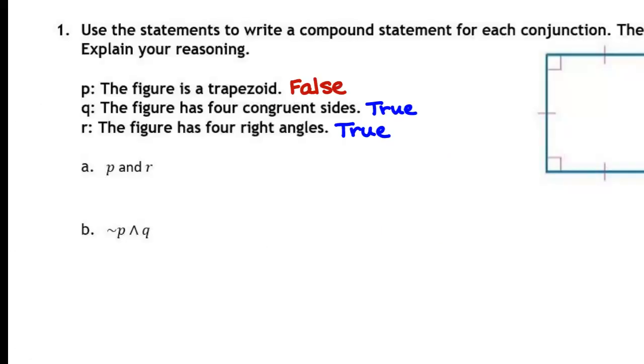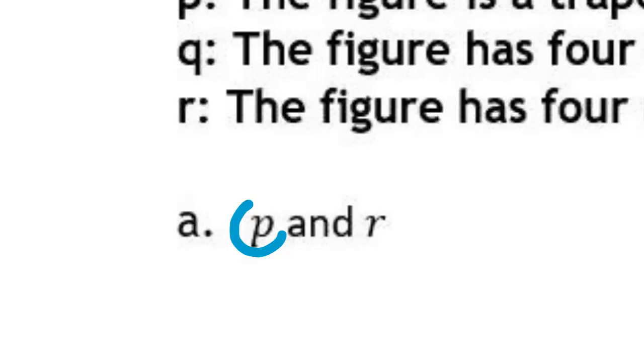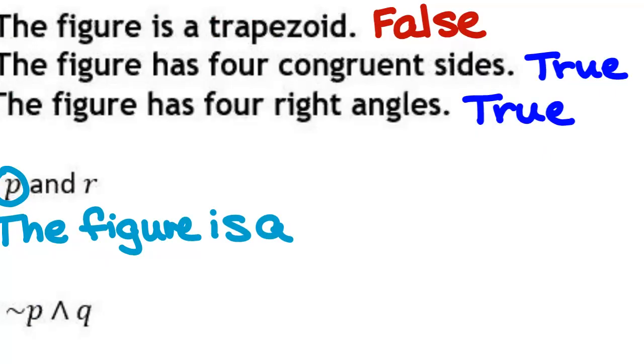All right, so we're going to write the conjunction or the disjunction. First, we're going to do part A where it says P and R. We're going to write out this sentence in English. Right now it's been written in logic notation. We're going to write this out in English, and then we're going to decide whether this is a true statement or a false statement. So we have to start with statement P. What is statement P? The figure is a trapezoid, so that's what I'm going to start off by writing. The figure is a trapezoid.